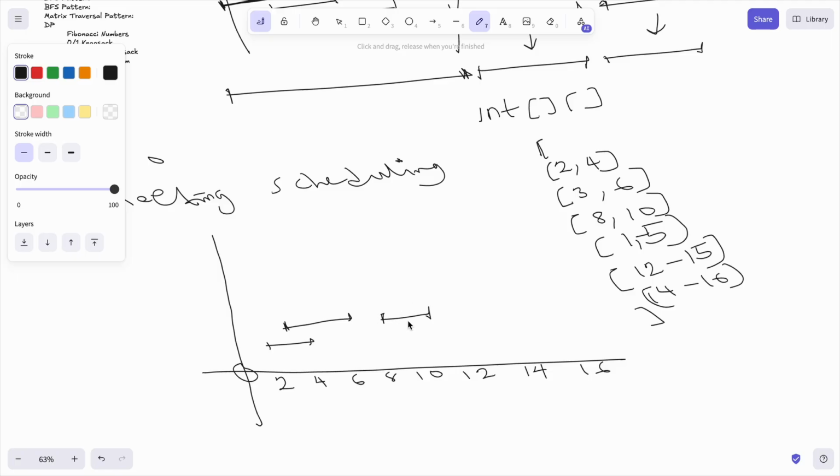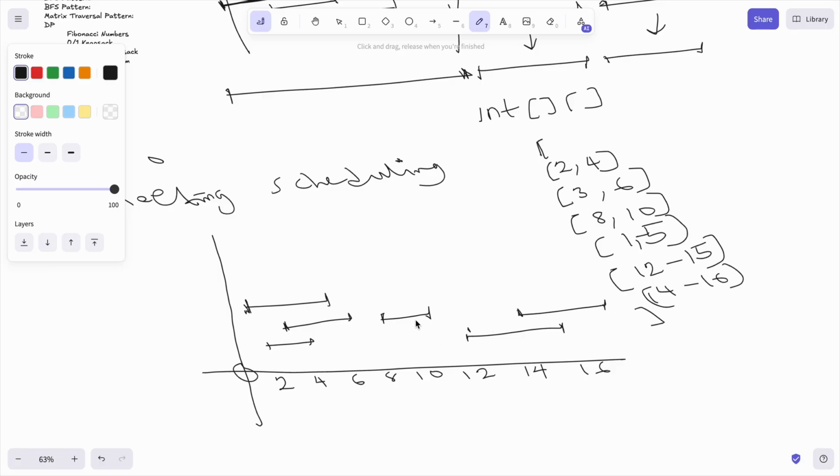Then the next one is 8, 10. The next one is 1, 5. So 1 is maybe going to be somewhere here, all the way to 5. And the next one is 12, 15. So let's say we have 12, 15, and then another one is 14, 16.